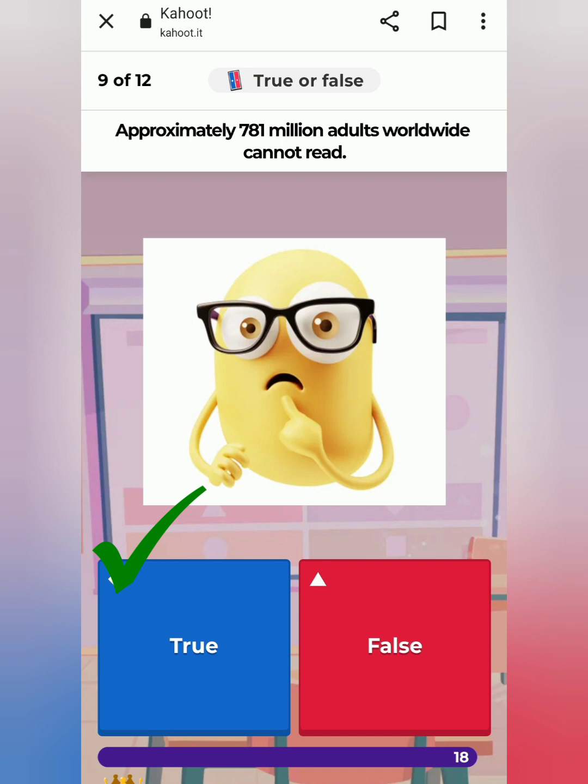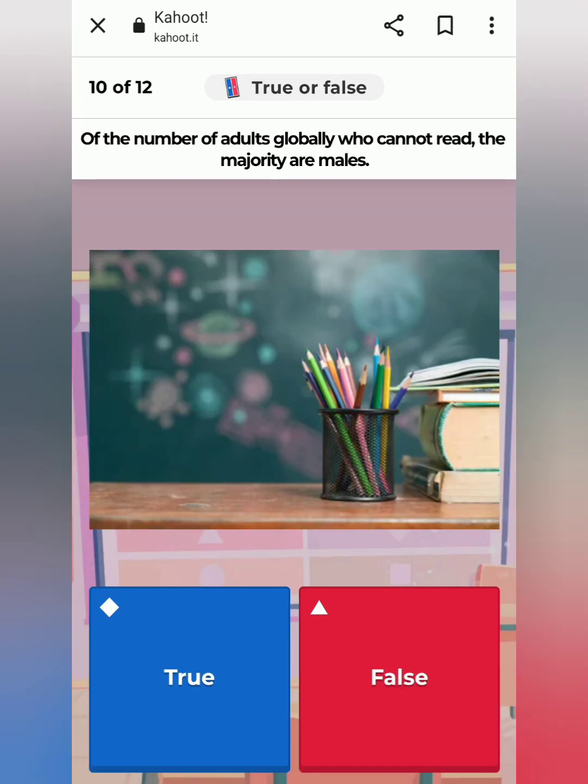This statement is definitely true. Approximately 781 million adults worldwide cannot read. And of that adult population that cannot read, the majority are females. So this statement, number 10, is false. It's not the males that make the majority of the illiterate population, it's the females.